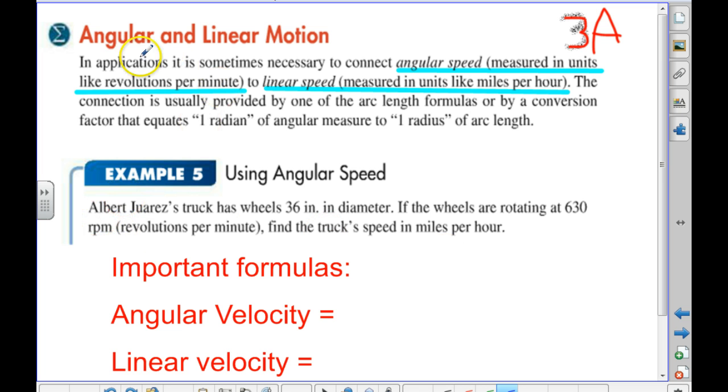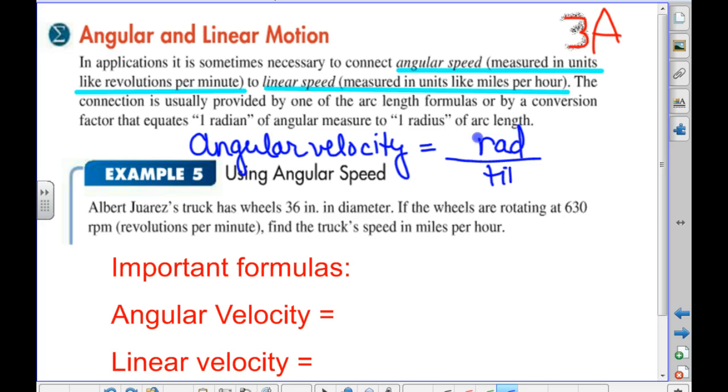It says okay, first of all, in applications it's sometimes necessary to convert between angular speed, which is measured in units like revolutions per minute. We are going to call this angular velocity. And we're going to say angular velocity, when we talk about that, has to be measured in radians per time. We're going to use a lot of dimensional analysis today, so please make a note of that somewhere, that angular velocity has to be in radians per time. Then there is linear velocity.